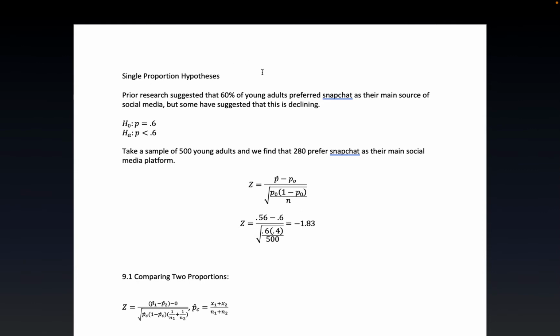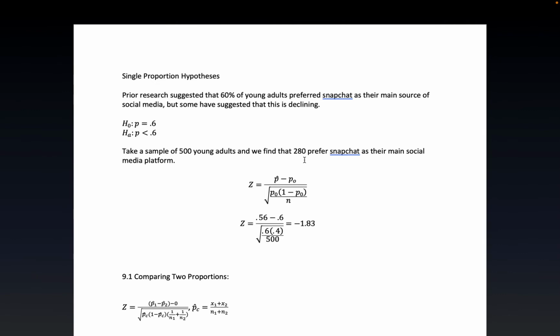So, prior research suggests that 60% of young adults preferred Snapchat as their main source of social media, but some have suggested that this is declining. So maybe you're Snapchat and you care about the fact that people are moving to other social media platforms. Maybe you're a competitor of Snapchat and you're wanting to capitalize on them possibly losing interest in young users. Or maybe you're a parent who wants to keep up with what your children are using, so you're trying to figure out who's using what social media platform the most.